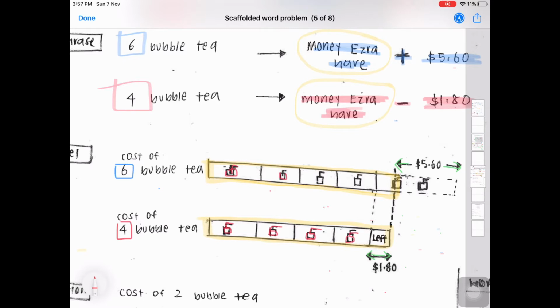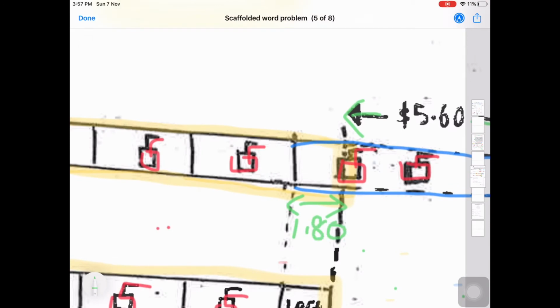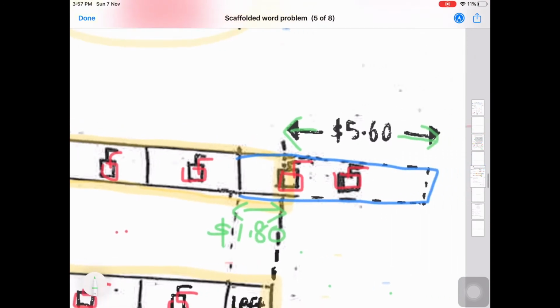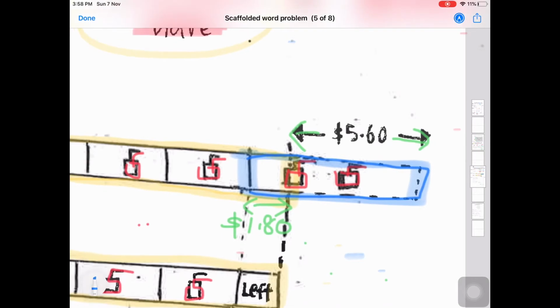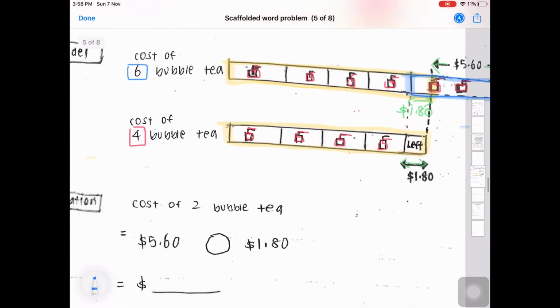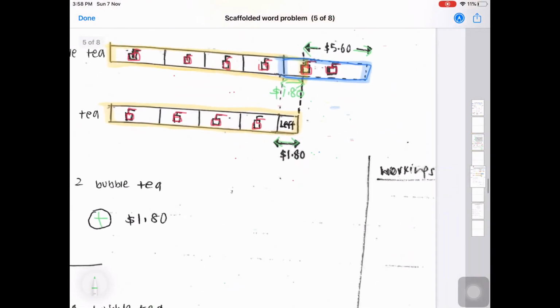So $1.80, which is this unit. This is $1.80, and this is $5.60. So to find the cost of 2 cups of bubble tea, it is $1.80 plus $5.60. So 2 cups of bubble tea is $5.60 plus $1.80. Let's do working.